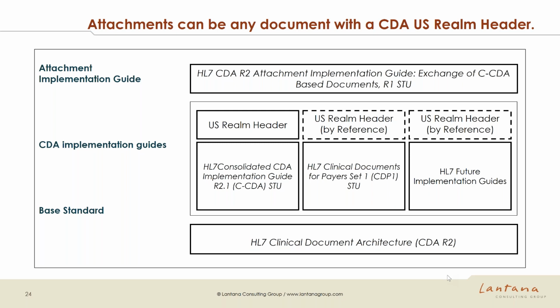And all of these constrain the base CDA standard, as this diagram shows. The HL7 Clinical Document Architecture, or CDA Release 2, is at the very bottom. And this just shows that all the implementation guides above are legal constraints on the CDA specification, and therefore themselves define CDA documents. Next slide.